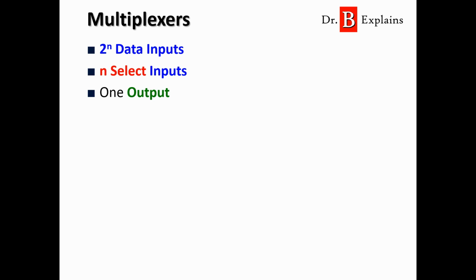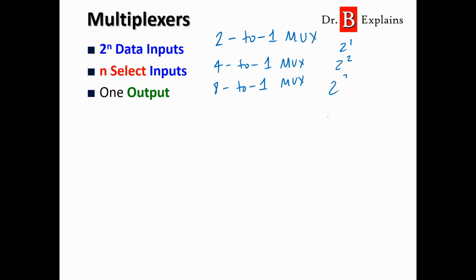So for example, we can have a 2 to 1 multiplexer. We can have a 4 to 1 multiplexer. And we can also have an 8 to 1 multiplexer. In this case, we have 2 to the 1, right? We have 2 to the 2 and 2 to the 3. In this case, we have one select input. We have two select inputs or signals. And in this case, we have 3 select signals, okay?